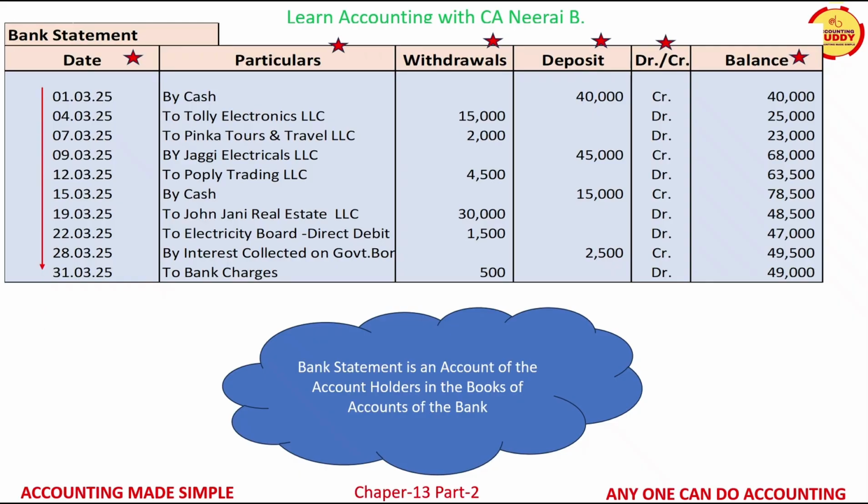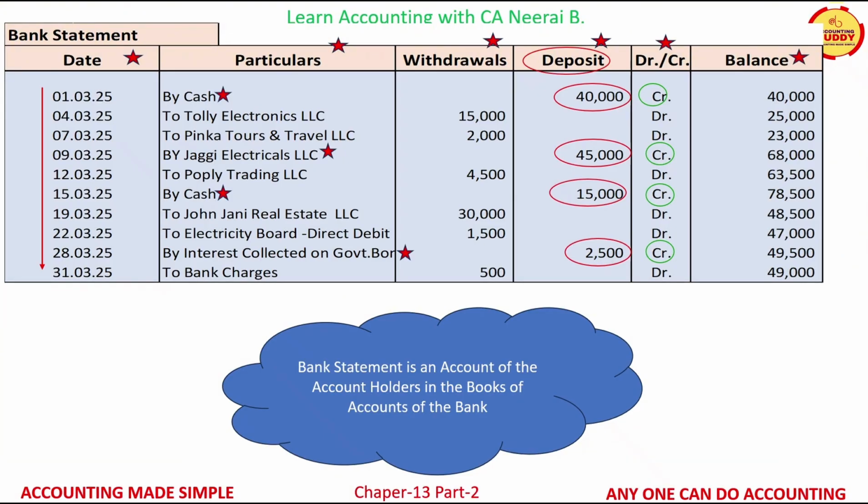The transactions which increase the bank balance are recorded under the deposit column, such as cash deposits or amounts received from the customer in cash or by check and deposited in the bank, or interest collected by the bank on government bonds and credited in the account of the account holder. All the deposits are credited in the bank statement.